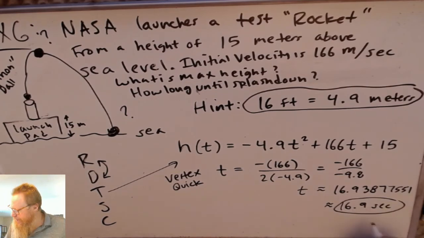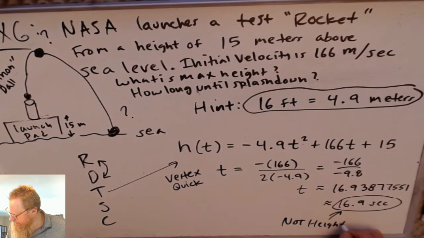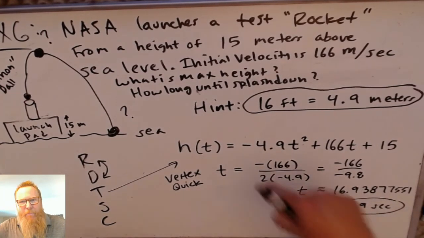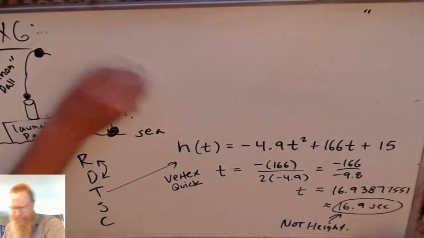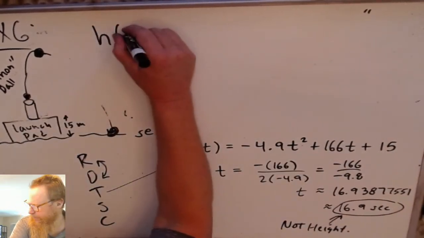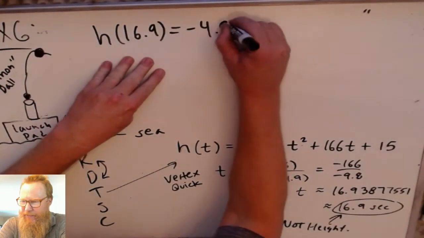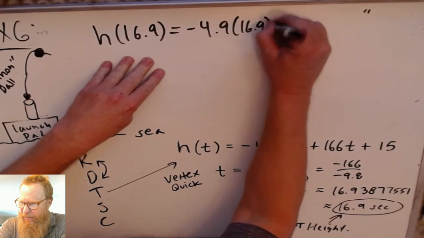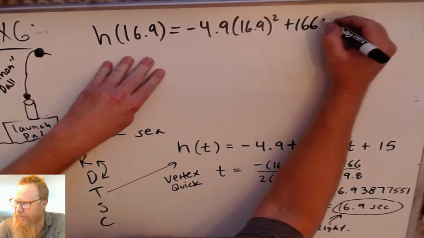Now again, this is not the height. This is the number of seconds. So you have to go back to here and plug in this value. That's the reason why I'm only going to use 16.9, because I don't feel like plugging in all of those decimals, and I know that they're not going to affect the overall answer very much.